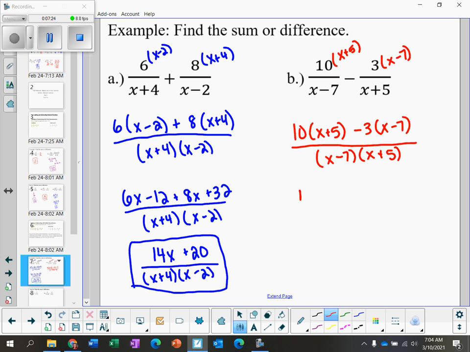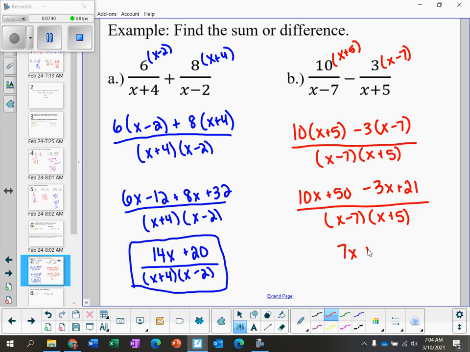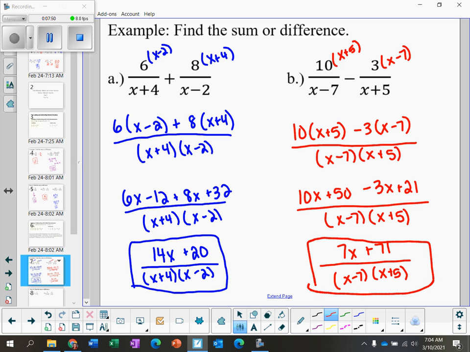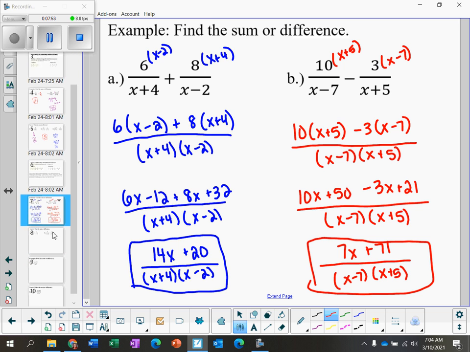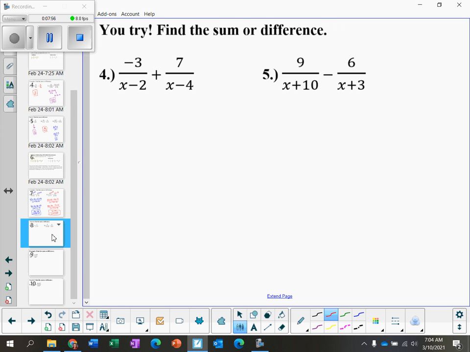So distributing. Still all over the whole denominator. So we get 10x minus 3x is 7x. 50 plus 21 is 71. There's not even a GCF up there, so I don't have to worry about factoring further. This is my answer. All right, you go ahead and try the next two. You should pause and then you can check the answer.